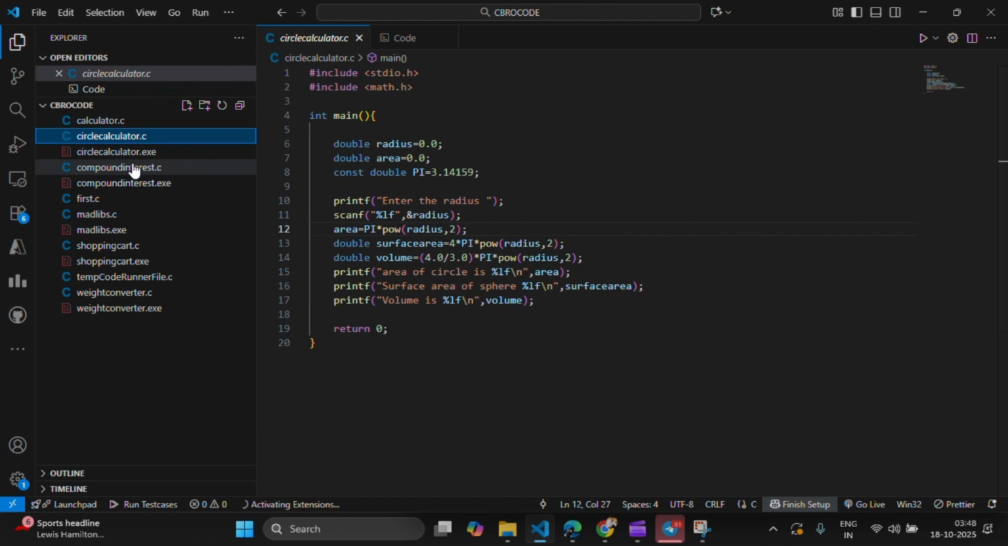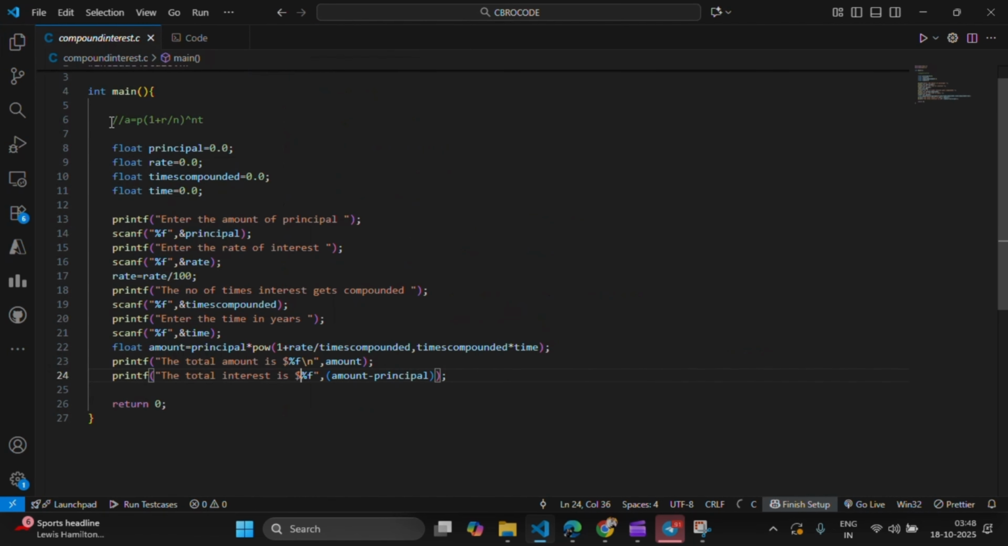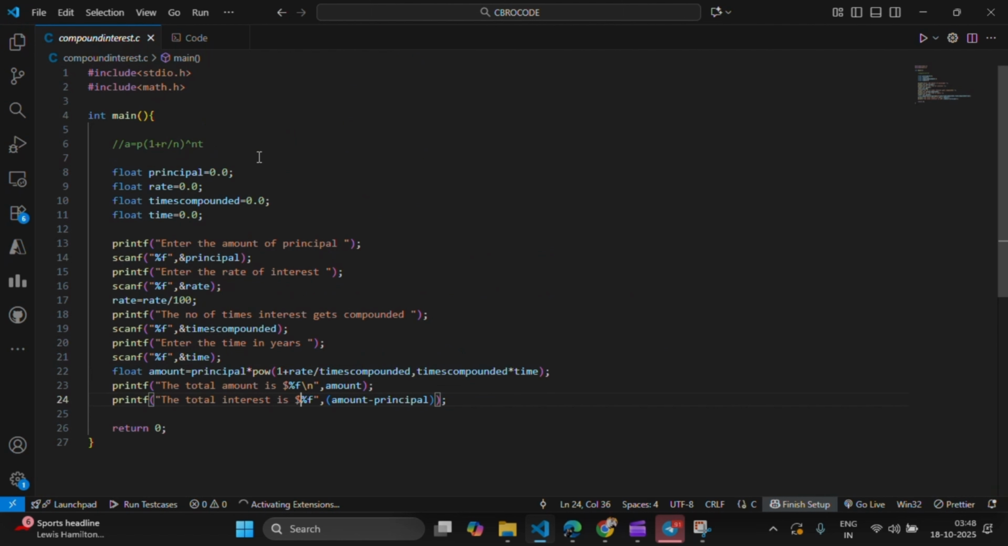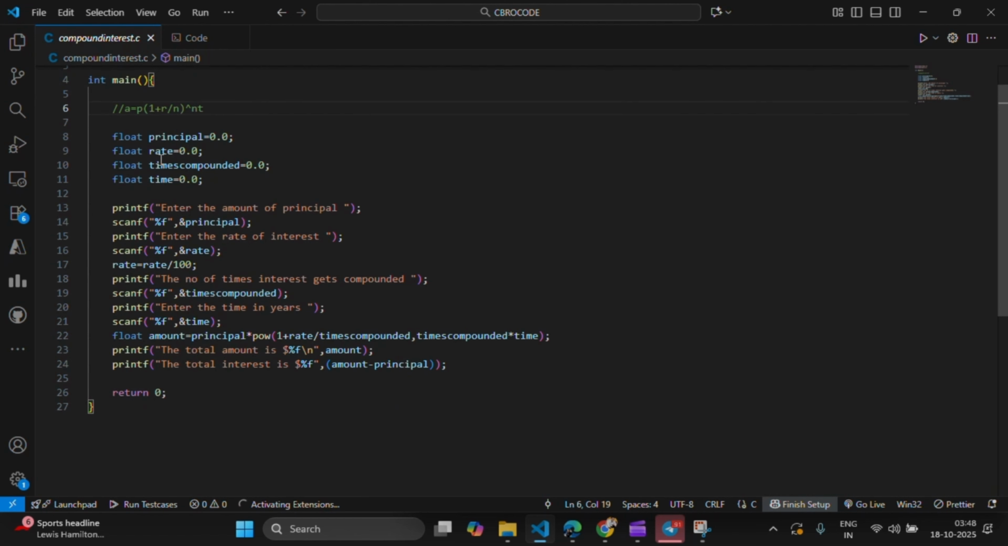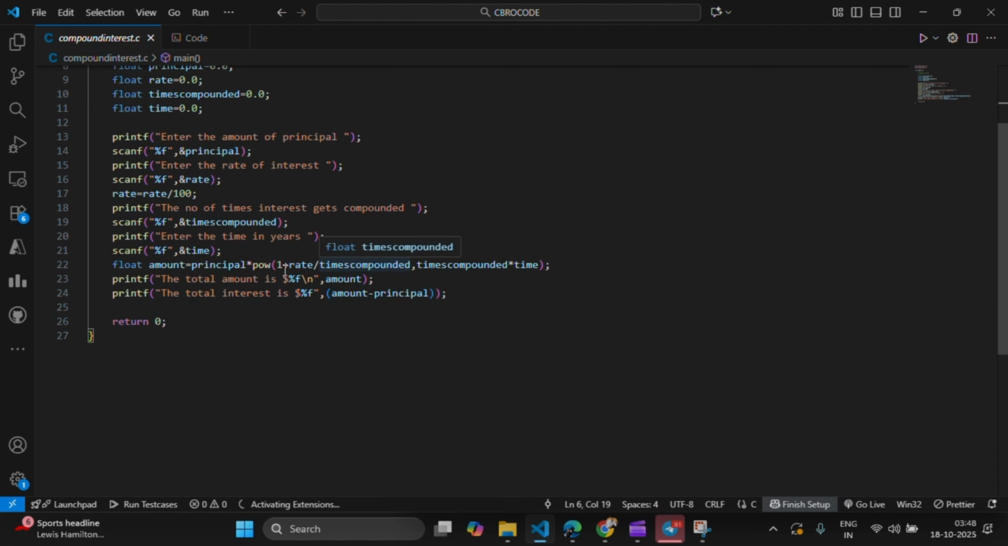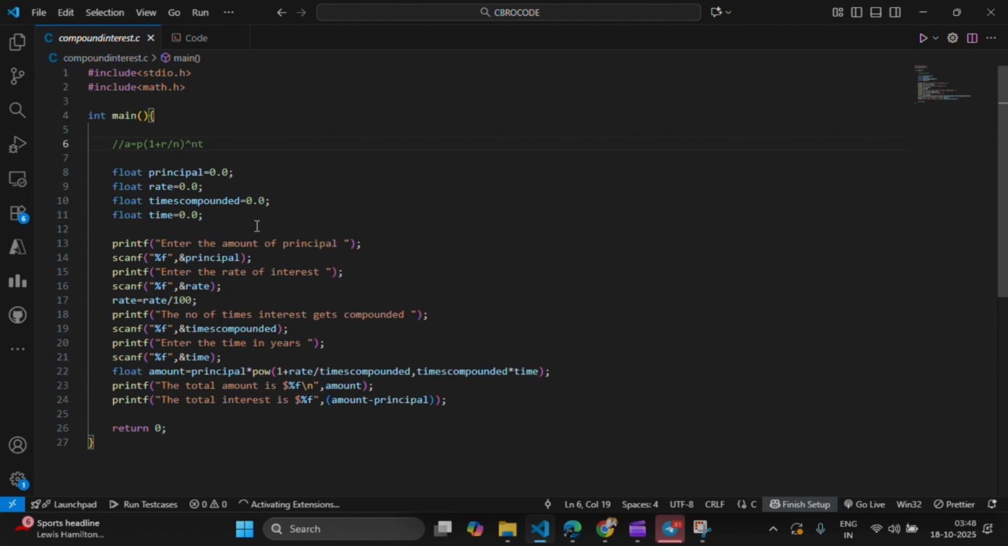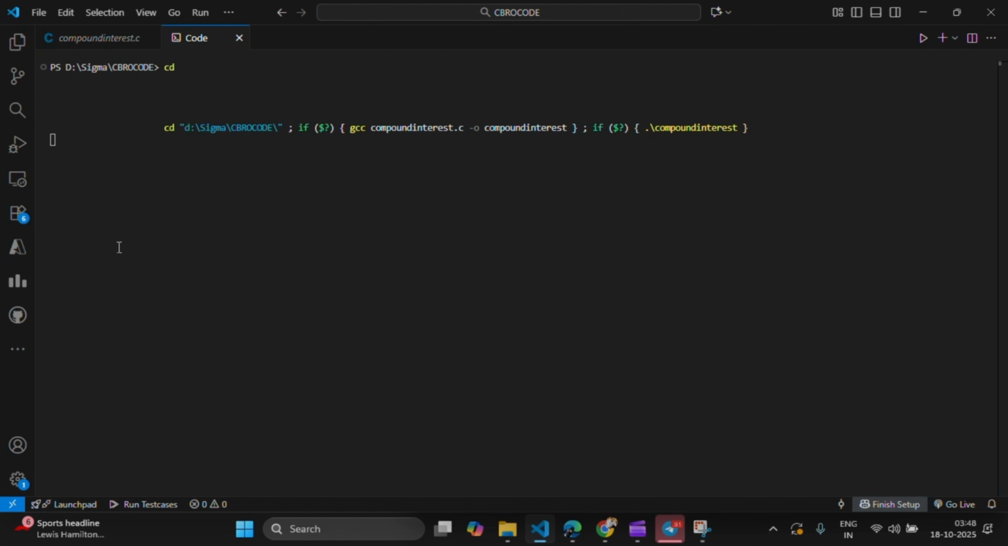And the second program for learning math.h is a compound interest calculator. Here you can see this is a comment for the compound interest calculator formula. And now you can see I included standard input output and math.h. I declared the variables we require. I asked for the inputs from the user with everything we need, and then at the end I used the power function and calculated the formula. So you should also practice this program on your own and you will be really good at C.